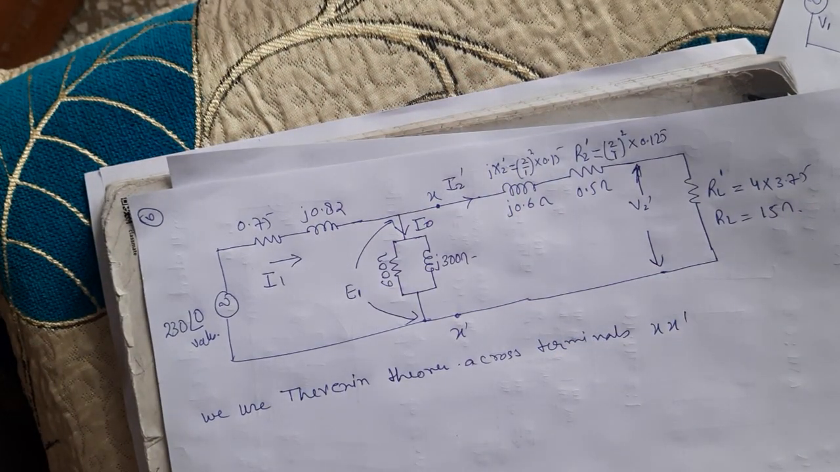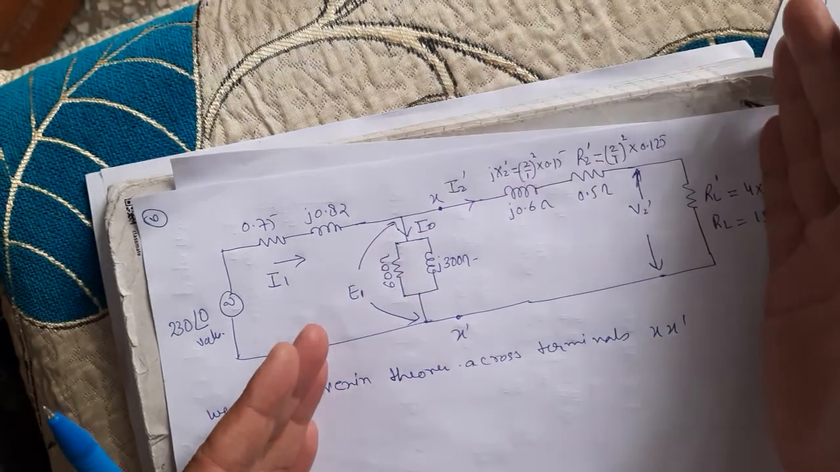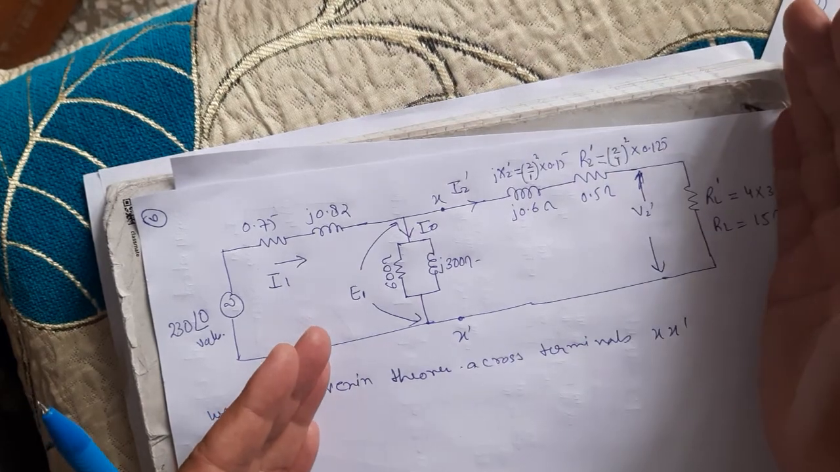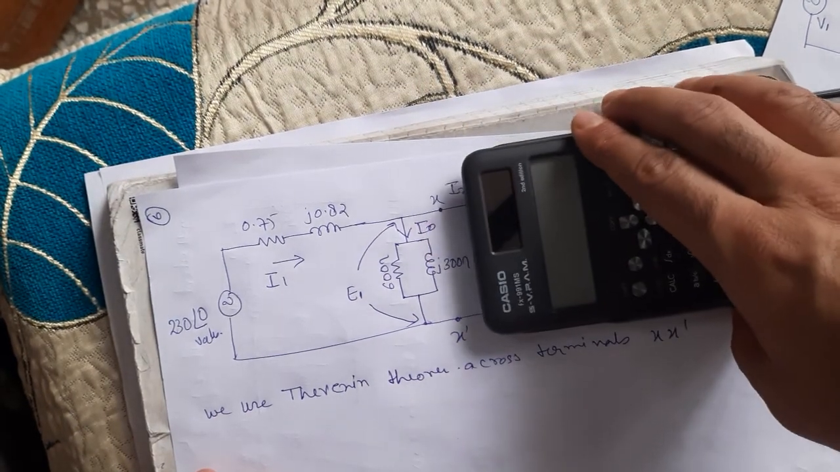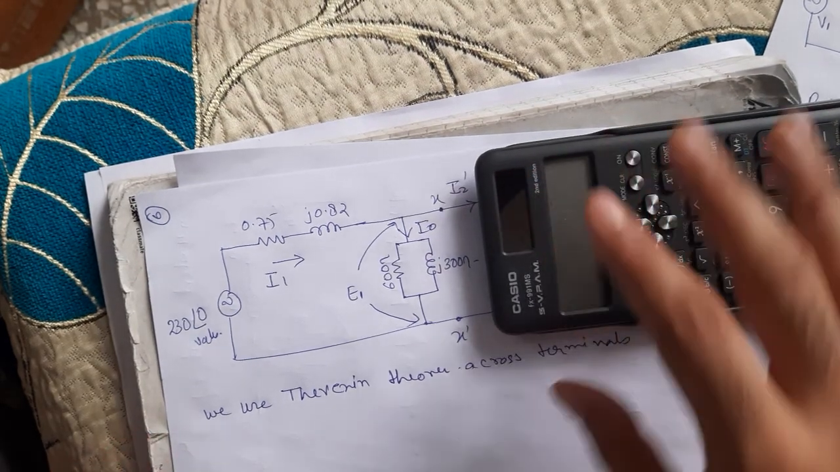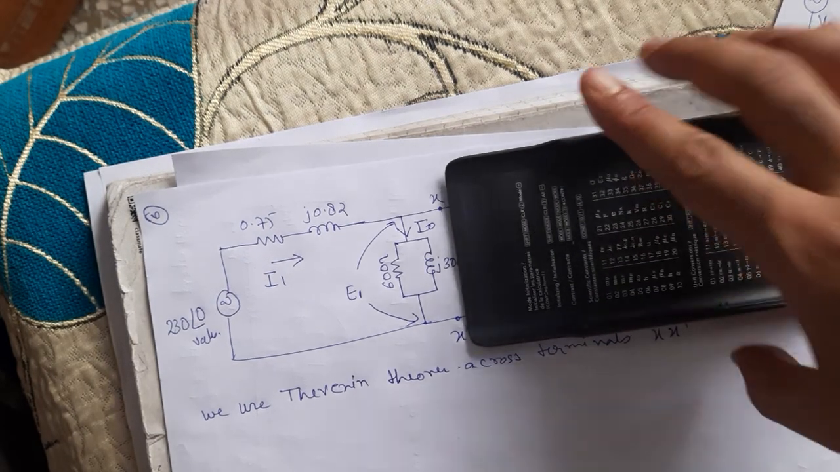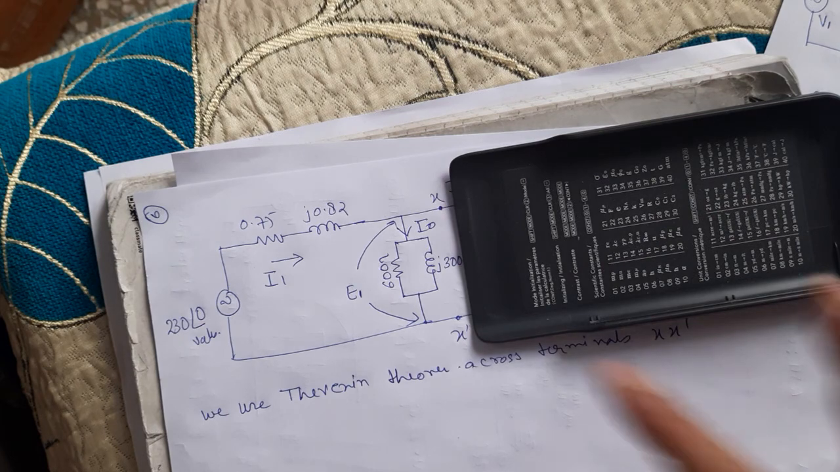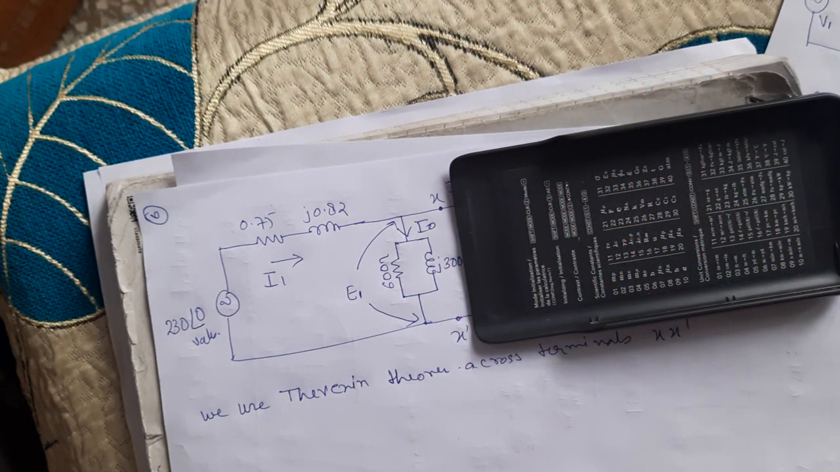So tell me, what will be the Thevenin equivalent voltage? How will you calculate it? Firstly, you remove the load, which means across X dash you remove the secondary circuit. If you remove the secondary circuit, your circuit will become like this. So XX dash will be an open circuit if you remove the secondary circuit.